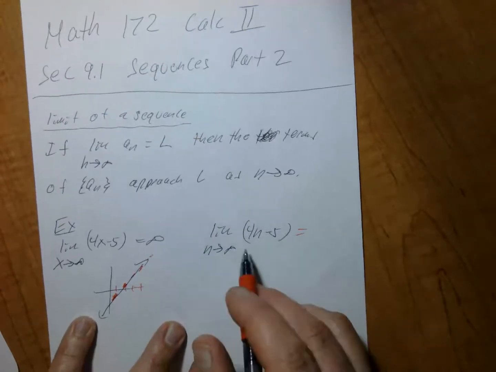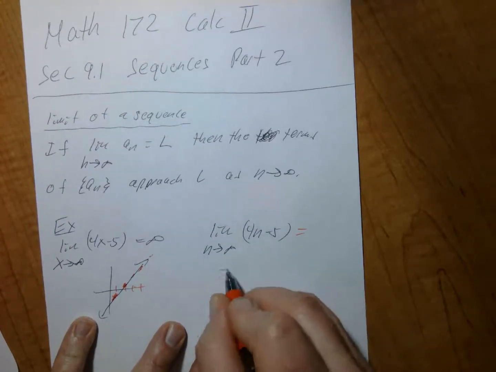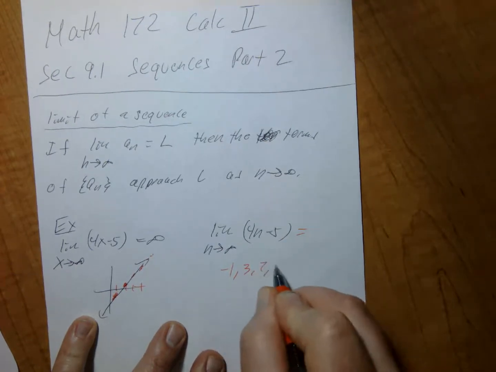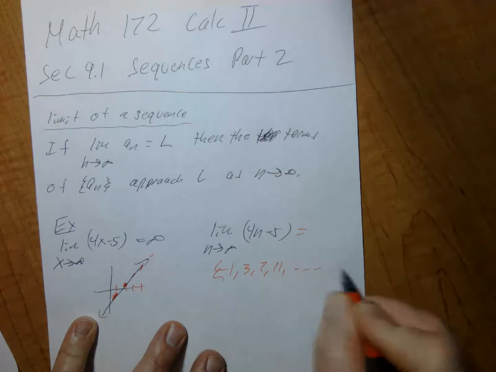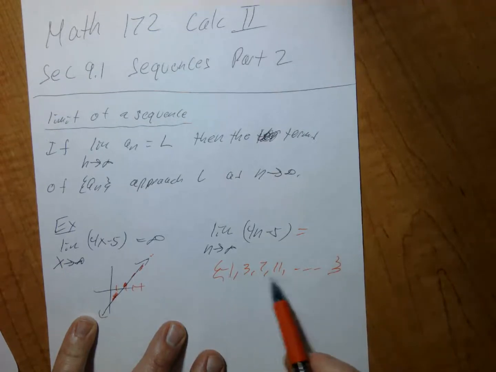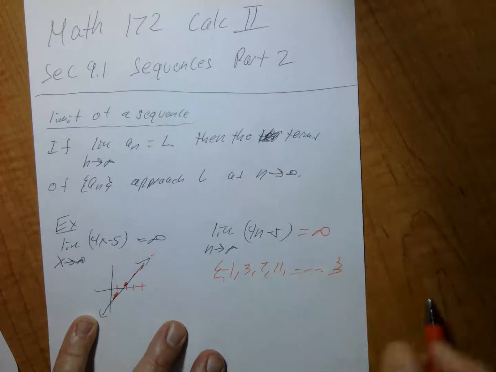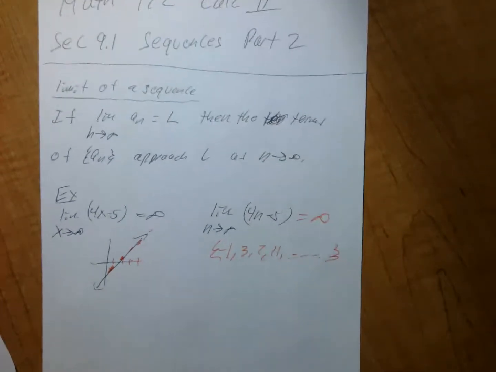You could visualize this sequence. If I started at n equals 1, what would that be? Negative 1, and then it's going up by 4, so then it would be 3, then 7, then 11. Obviously, if the sequence were to keep going, the terms are just getting bigger and bigger. So this would indeed also diverge, or go off to infinity as well.